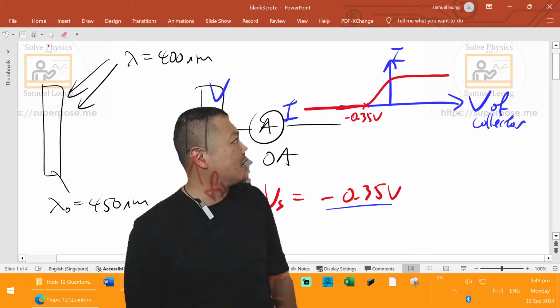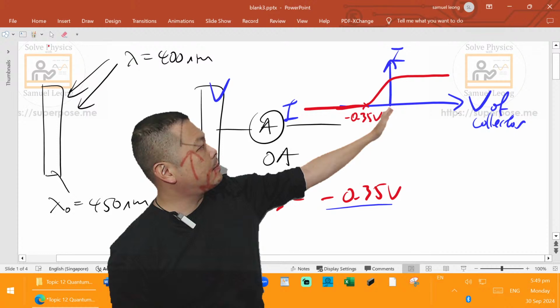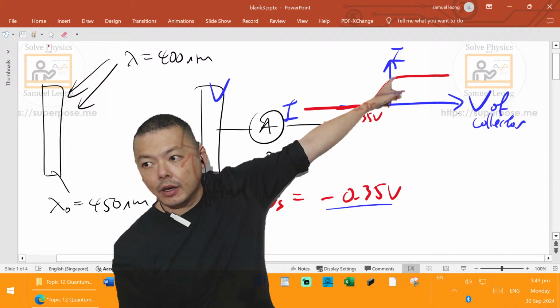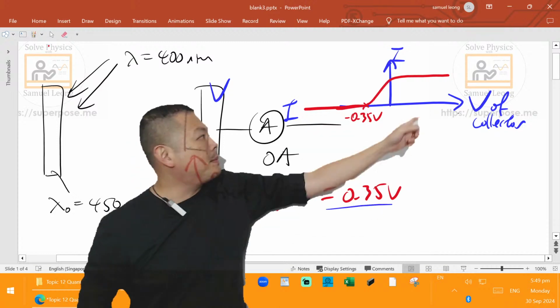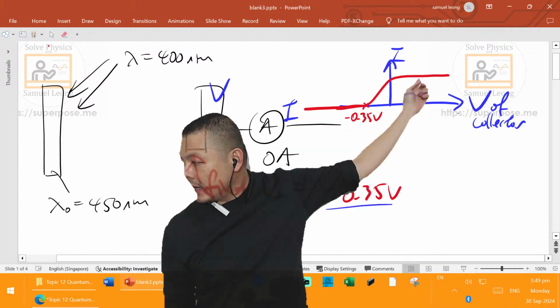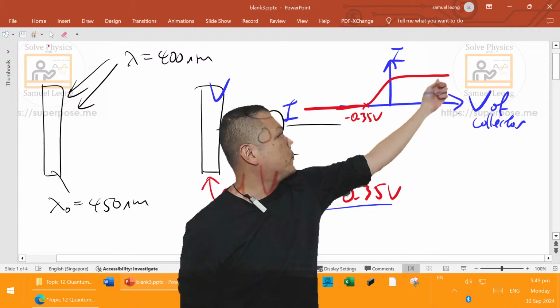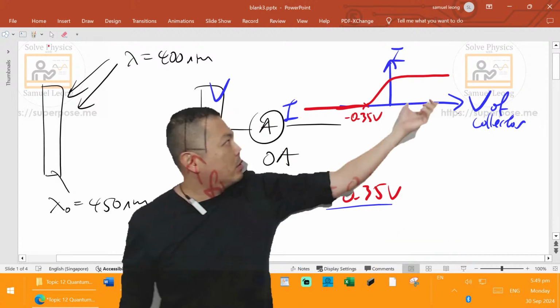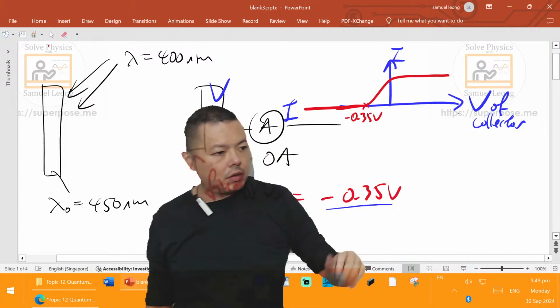Usually, by the time the collector plate is about 0 volts, you would already reach the maximum current. So I'm going to ask you this: how come it doesn't increase any further? Why does it plateau? Why does it reach this thing called a saturation current? Why doesn't it get more?